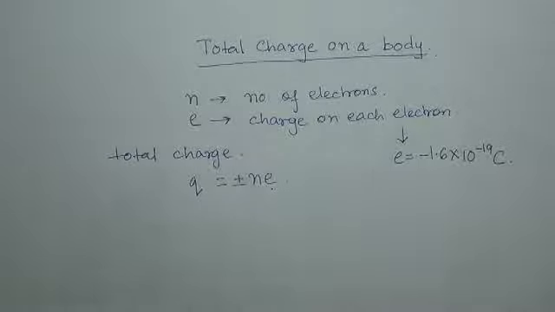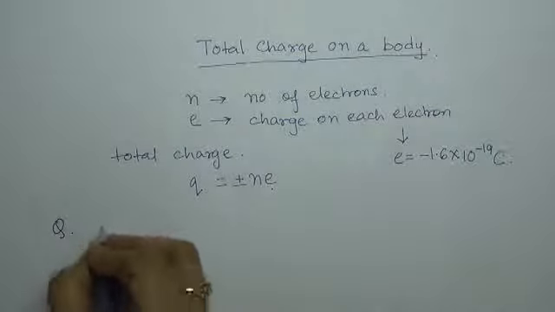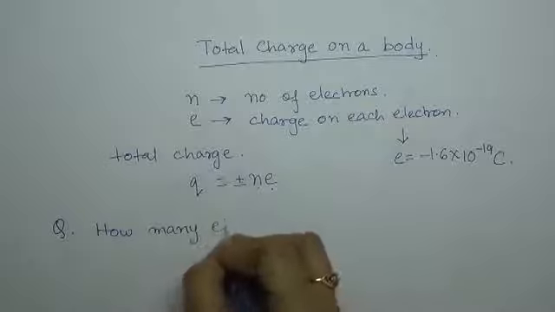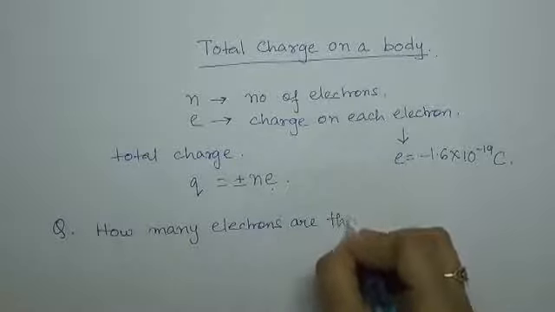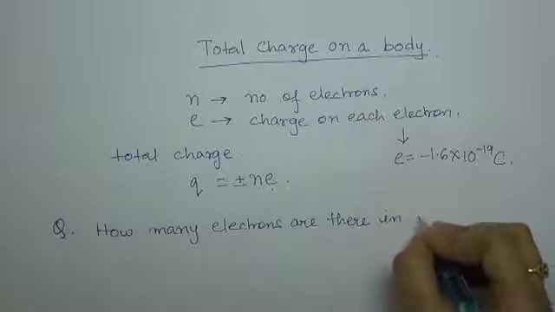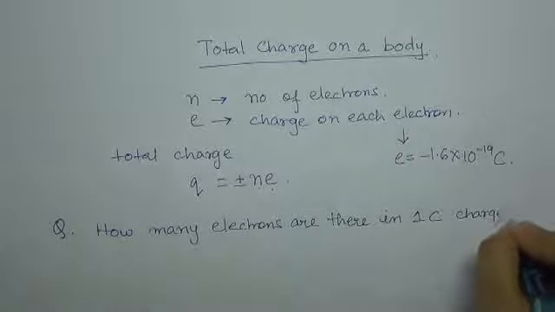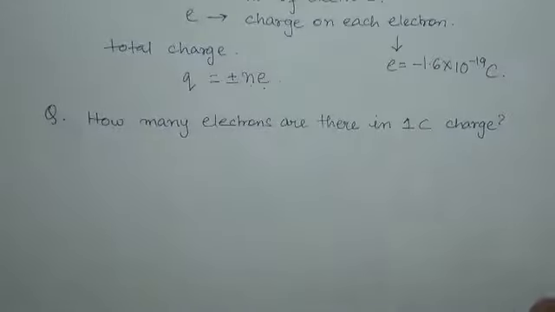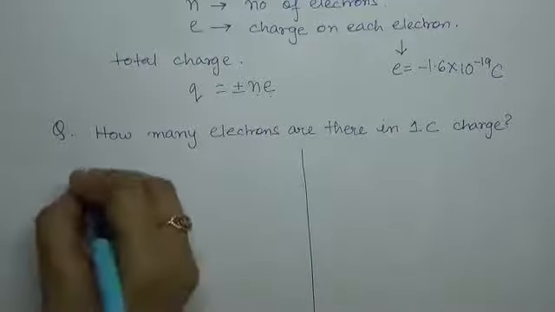Now let us do a question. For example, if the question says how many electrons are there in 1 coulomb charge, how are we going to find this? We have two approaches for this solution. One is using the formula and the other is the unitary method. I'll show you both ways. Let's see first how we do it with the help of a formula.